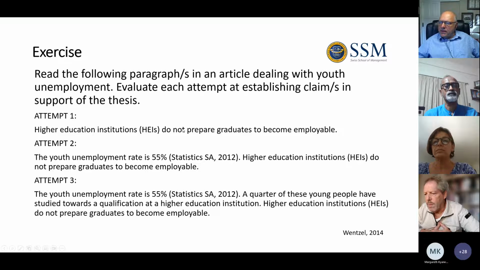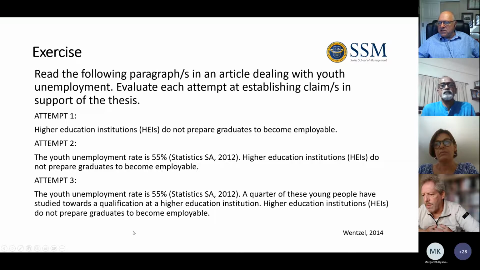So the second attempt is: the youth unemployment is 55%, and there's statistics from a South African government department. Higher education institutions do not prepare graduates to become employable. But you can't really, I think, because the youth unemployment rate, and as a matter of interest, it is as high as 55% in South Africa, which is shocking. You cannot say that higher education does not prepare graduates to become employable, because obviously a lot of them do not necessarily go to higher education and so forth. So you need to elaborate more. I mean, that's not good enough.